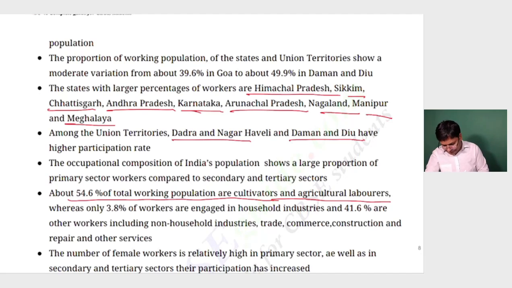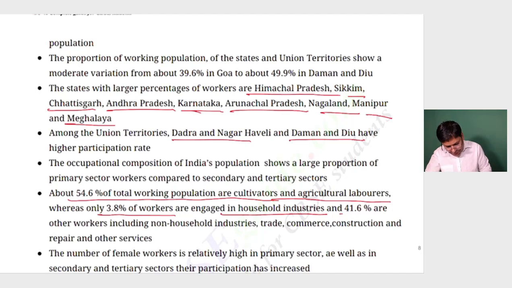Whereas only 3.8% of workers are engaged in the household इंडस्ट्रीज. इसके अलावा जो 3.8% वर्कर्स हैं वह है हाउस होल्ड इंडस्ट्रीज. हाउस होल्ड इंडस्ट्रीज मीन्स द स्मॉल इंडस्ट्रीज जो कि घर से ही चलाई जाती है. एंड 41.6% आर अदर वर्कर्स इंक्लूडिंग नॉन हाउस होल्ड इंडस्ट्रीज.